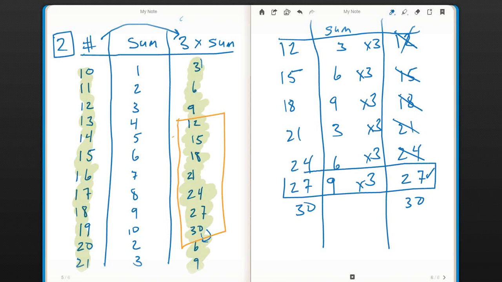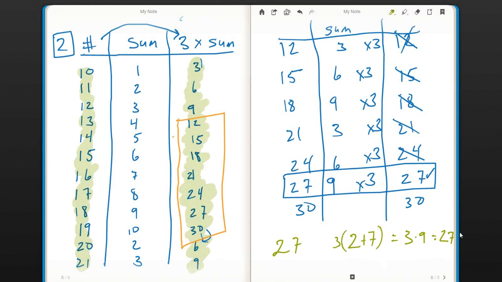So through my discovery method, through having a systematic list and a systematic way to work through my data and finding a pattern, I've discovered that 27 is that number. 27 is a 2-digit number. 3 times the sum of those digits is the digit itself, the number itself. And that's what I was looking for.